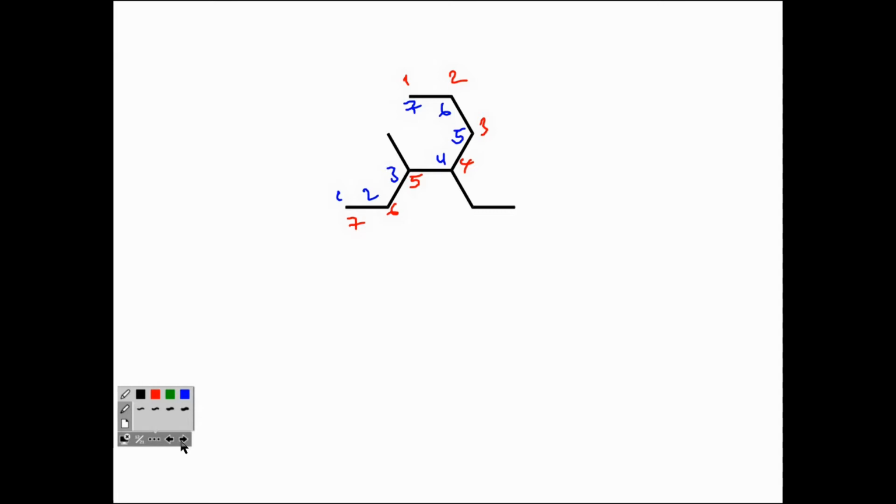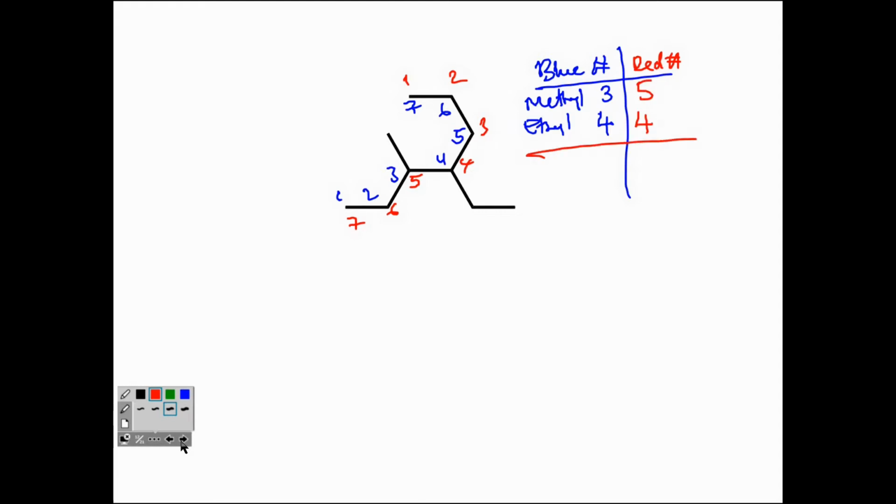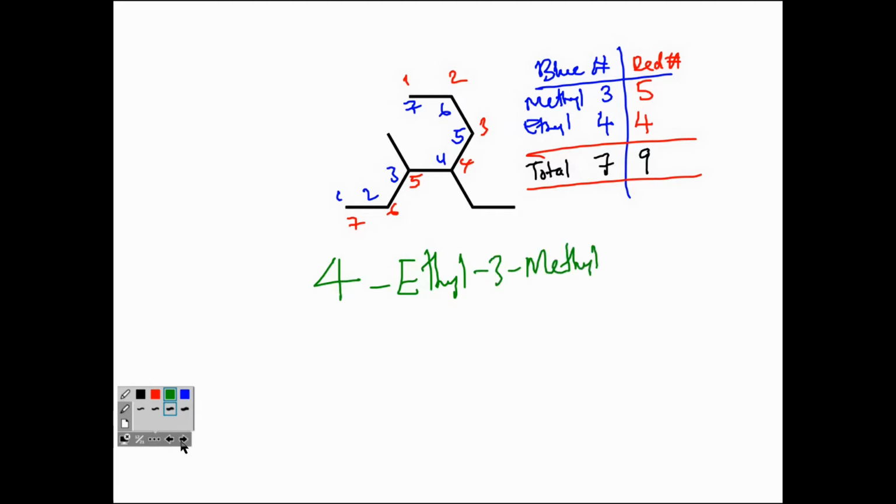So let's see. For the blue numbering, you have a methyl on carbon number 3, and an ethyl on carbon number 4. For the red numbering, you have a methyl on carbon number 5 and ethyl on carbon number 4. Total, here you get 7 and here you get 9. So the correct system of numbering here is gonna be the blue, because it gives you the least numbers. So 4-ethyl, following alphabet, E comes before M, 3-methyl, 7 carbons, heptane because there's no double bond.